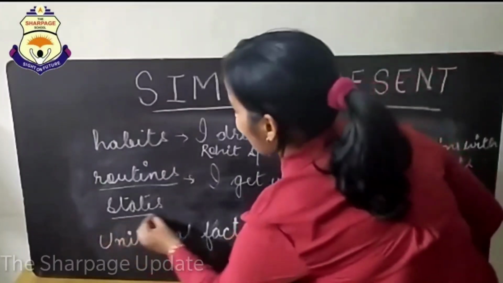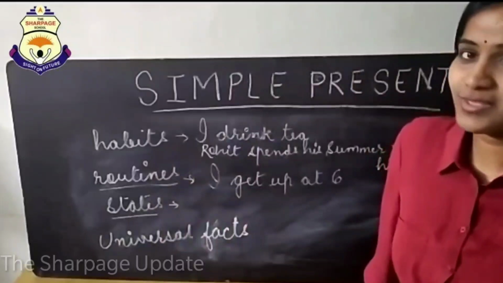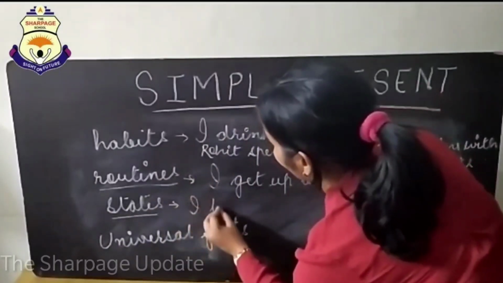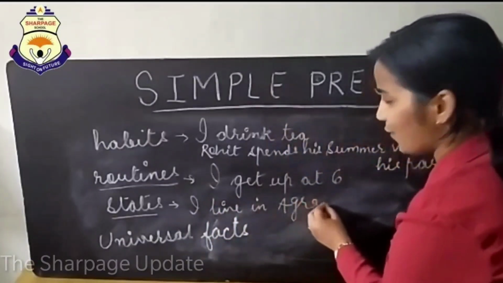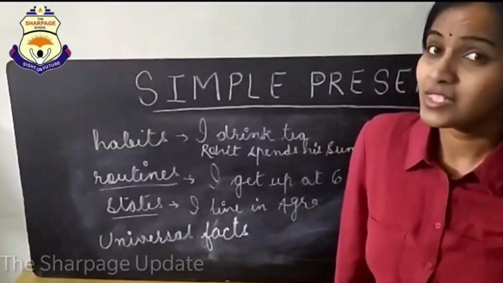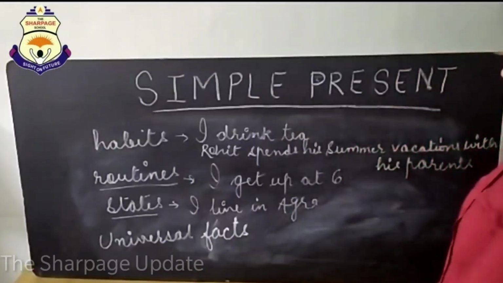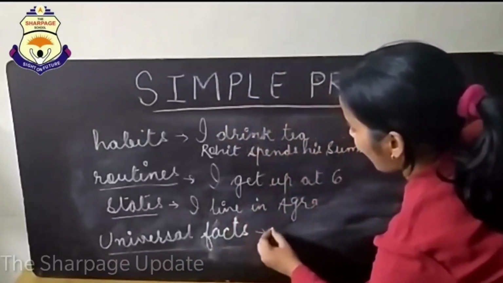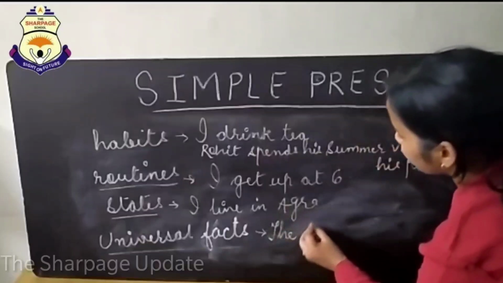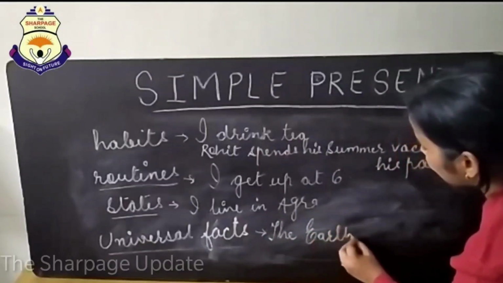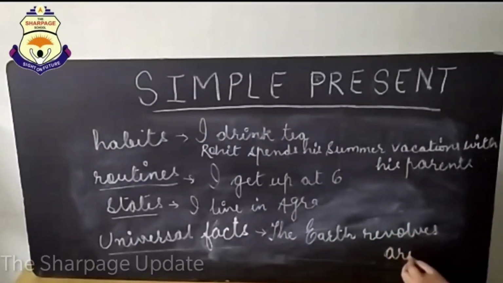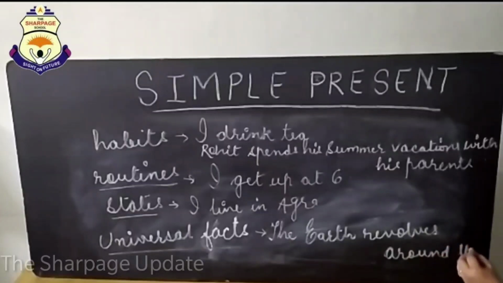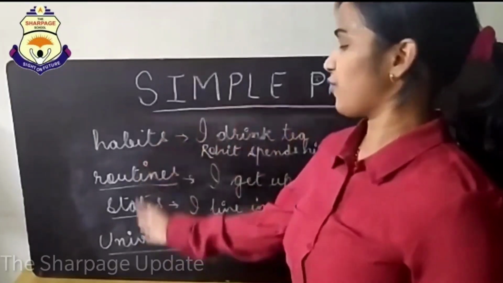Now let's take an example for states, which don't often change. I live in Agra. Or we can take another example. She believes in God. Now, for universal facts, the earth revolves around the sun. So these are the examples for these.